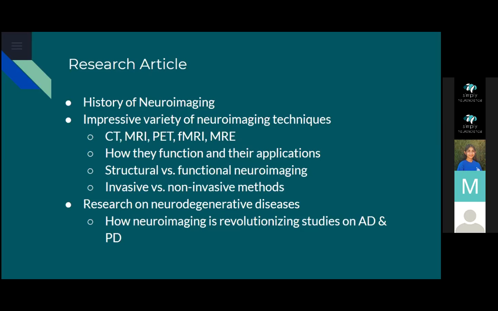We also talk about research on neurodegenerative diseases and how neuroimaging is revolutionizing and really advancing studies on Alzheimer's disease and Parkinson's. We're seeing how just using images of the brain is helping with the early diagnosis and better treatment options for these neurodegenerative diseases.